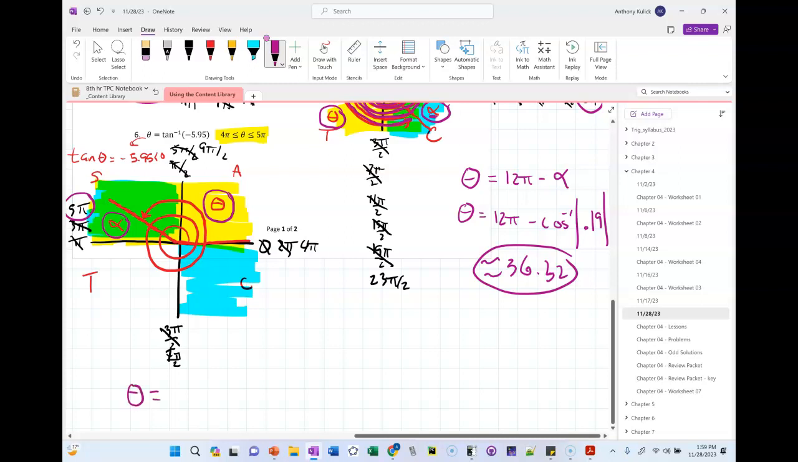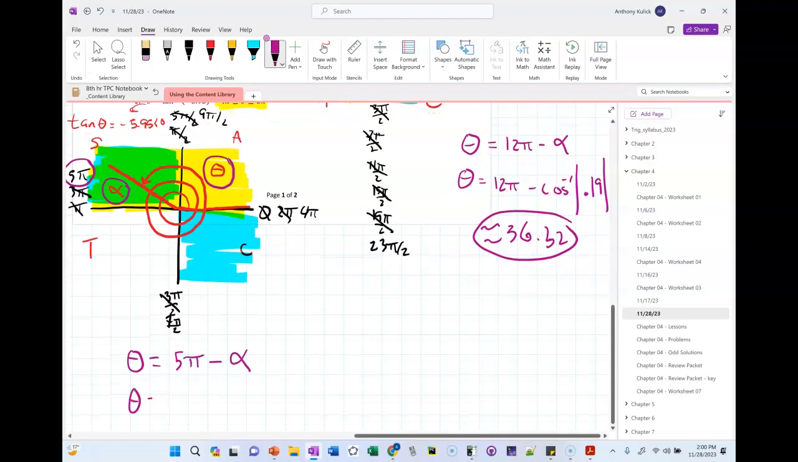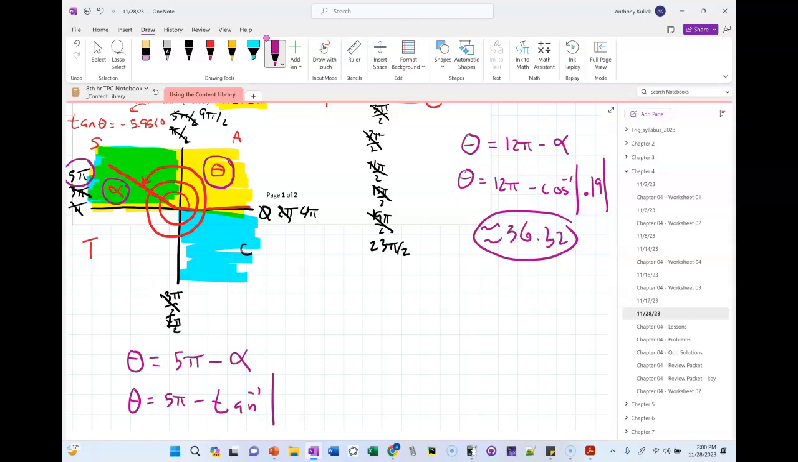So if I look at theta and 5 pi, is theta smaller than 5 pi or bigger than 5 pi? Smaller, because it stops before we get to 5 pi, right? So we know that we're going to be subtracting because it's less than 5 pi. How much do we need to subtract? Alpha. And in this case, alpha would be tan inverse absolute value negative 5.95.